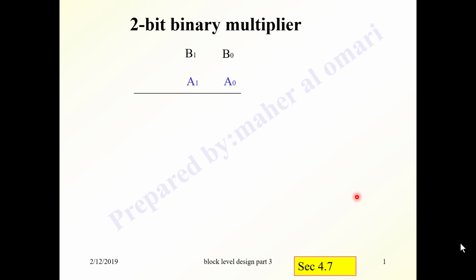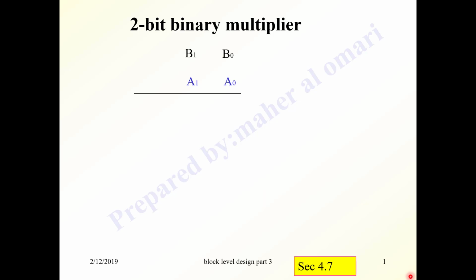Okay, let's continue with the block level design. This time we would like to use this technique to build a binary multiplier. Specifically, a 2-bit binary multiplier. It multiplies 2 bits A and B together.